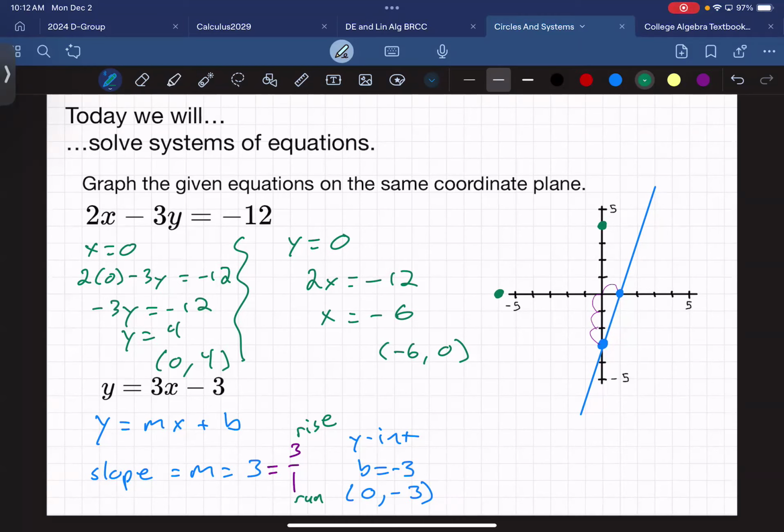Okay. Now I go through and draw a line through those 2 points. And it will look something like that. All right, so this is 2 separate lines that we've drawn. So is there any concerns about graphing either of the lines there, whether it's the intercepts or the slope and y-intercept?